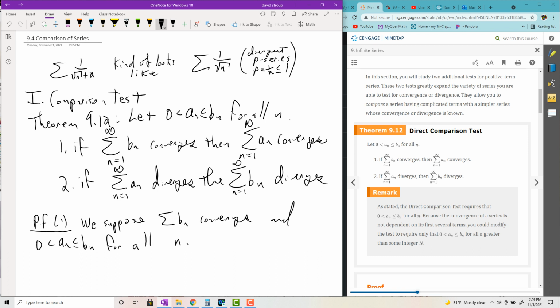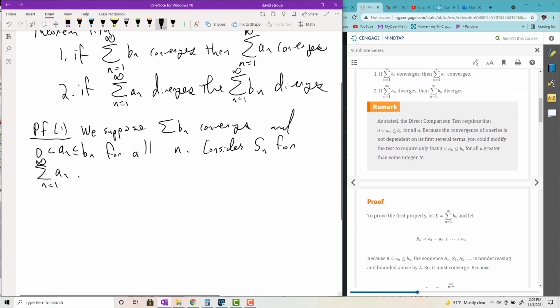Then consider the sequence of partial sums for the series with the smaller terms. So consider S sub n, the sequence of partial sums for the series, n equals 1 to infinity of a sub n. So S sub n, the nth partial sum of the series, literally equals a sub 1 plus a sub 2 plus dot dot dot all the way up to a sub n.